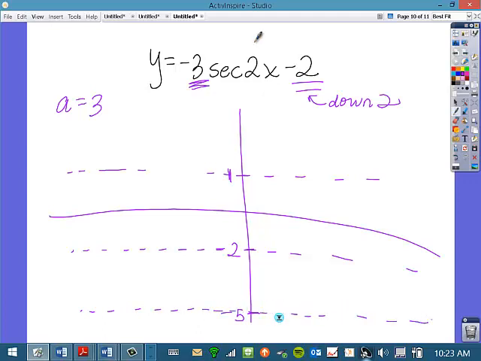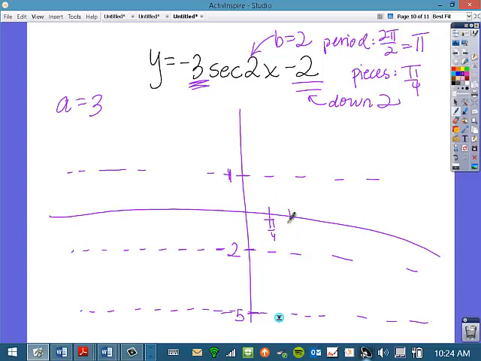All right, this is B. B is 2. So my period is 2 pi over 2, which is pi, making my pieces pi over 4. So pi over 4, 2 pi over 4 is pi over 2, 3 pi over 4, 4 pi over 4 is just pi, and then back the other way.